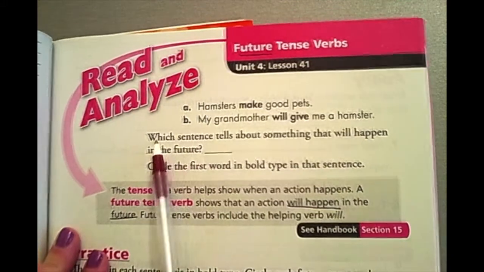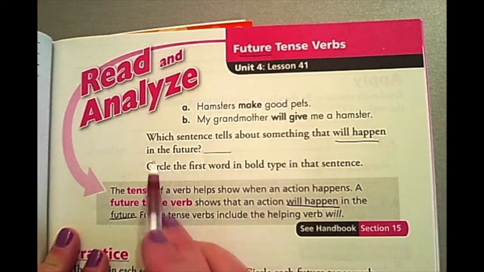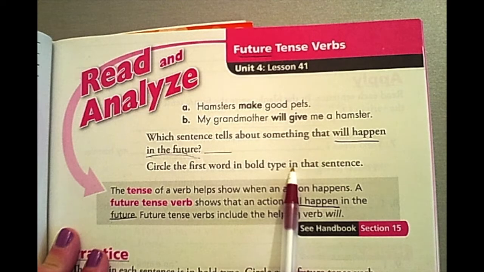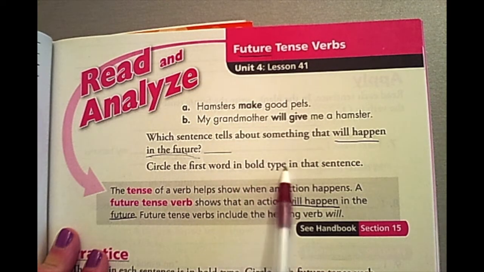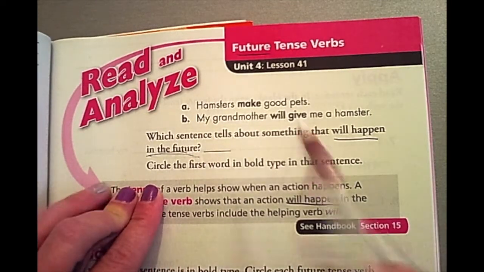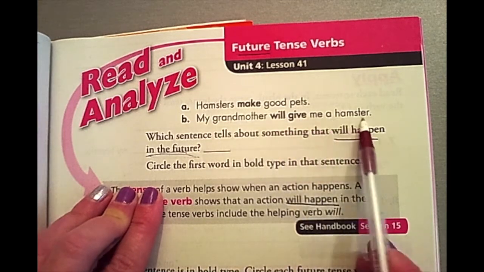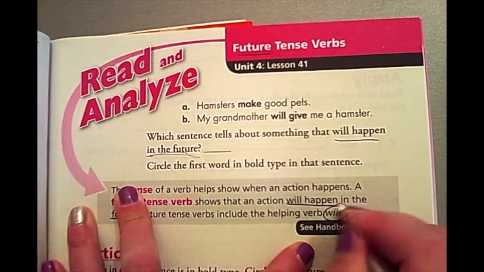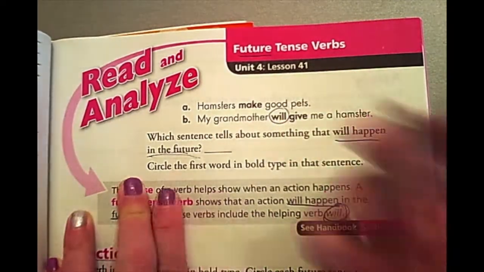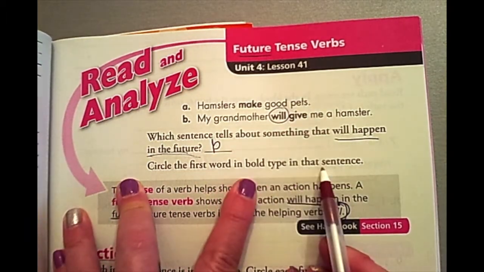Okay, so it says which sentence tells about something that will happen in the future. Circle the first word in bold type in that sentence. All right, so which sentence talks about the future? Hamsters make good pets, or my grandmother will give me a hamster. Well, if we look down here, we know that it needs the word will, and this has the word will, so B. Then it says circle the first word in bold in that sentence.